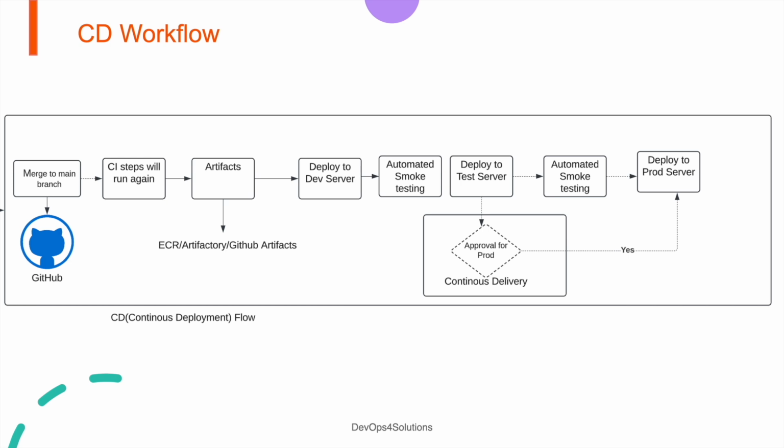No manual intervention. As soon as you merge to the main branch, it will go to prod if everything passed. So that is what continuous deployment is. Everything just goes. After the test server, if you have a process of approval for prod, that's where it is called continuous delivery, because there is one person who will be approving that change, and then it will go to the prod server. So that is the only difference between continuous delivery and continuous deployment.